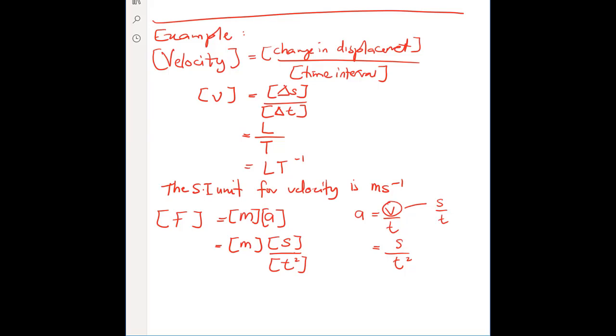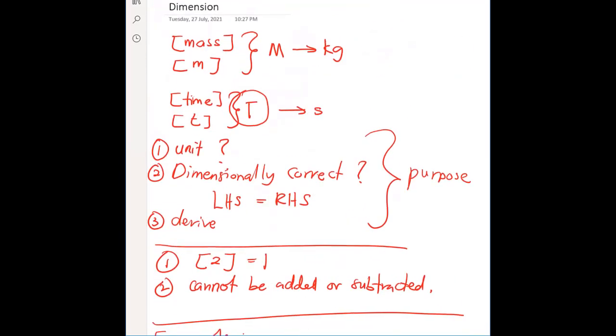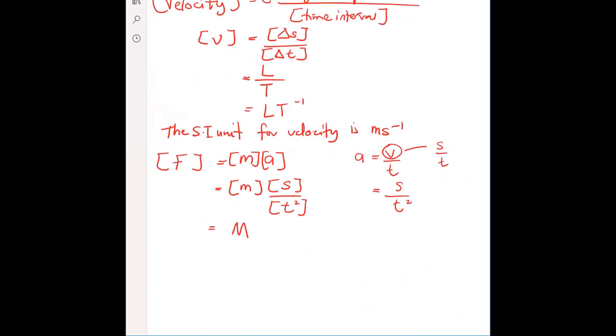Okay, over here we then bring out the symbols. The dimension for M is capital M. We check back earlier that for mass, the dimension symbol is capital M. So we put capital M here. S is length, so we put length over T square. So the dimension that you have is M L T negative 2.